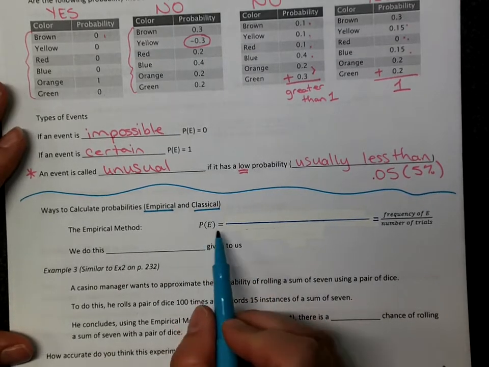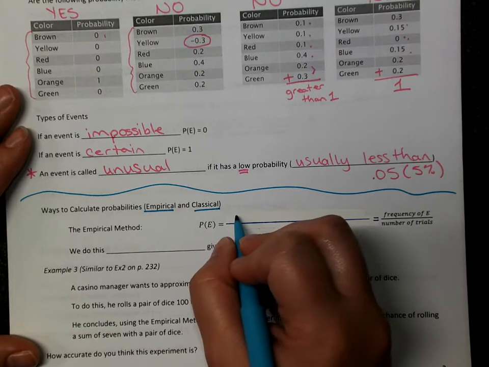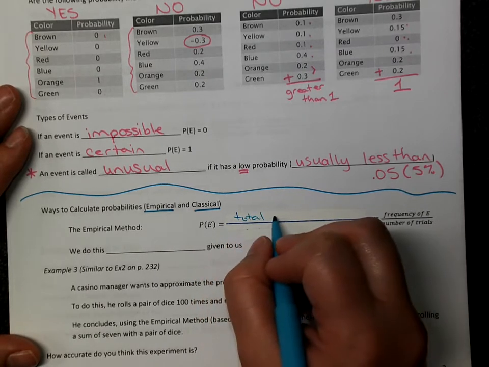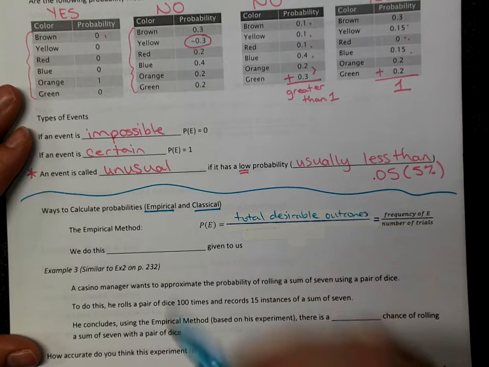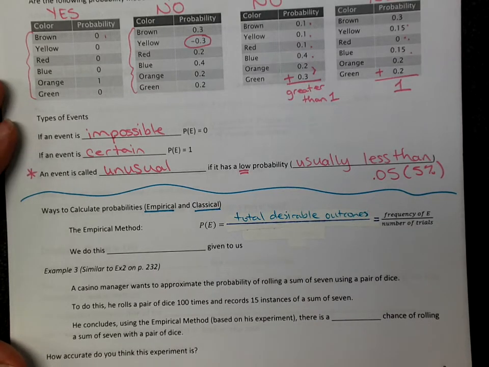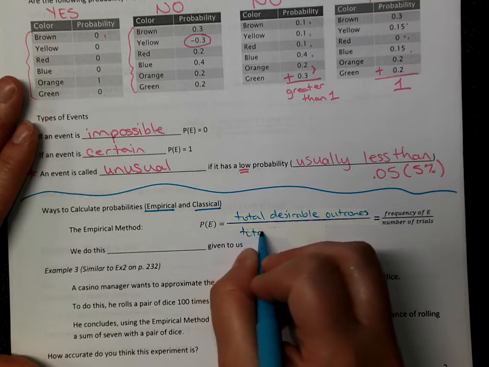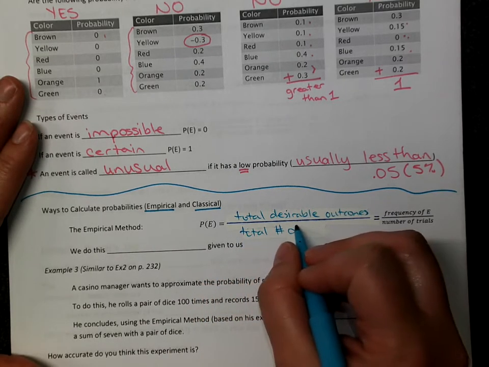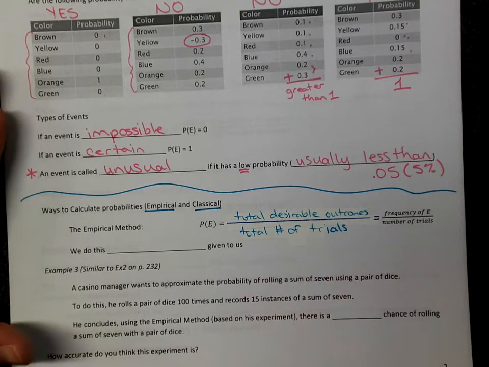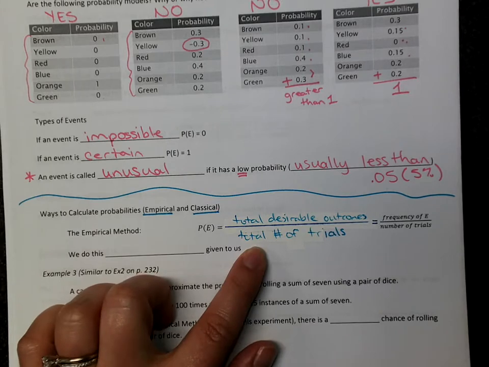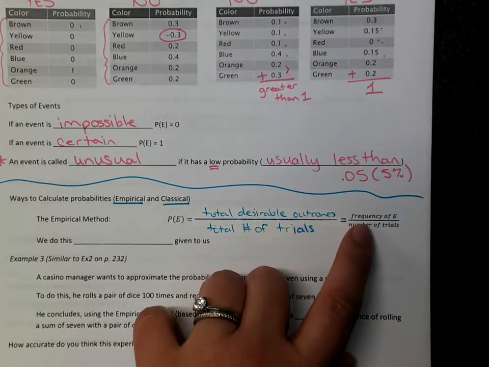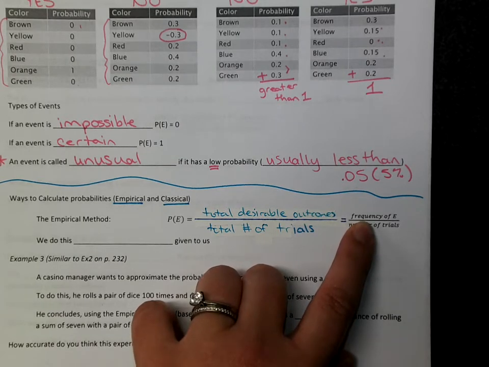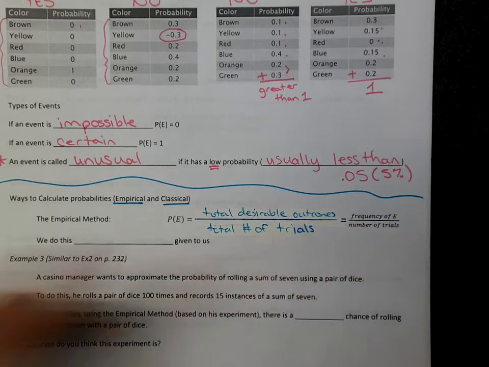So to get the probability of your event, you just count up the total desirable outcomes. So if you were flipping a coin and you wanted to count up the number of heads, you'd count up the total number of heads you got out of the total number of trials. So if I ran the experiment 100 times, I'd divide by 100. If I ran the experiment 200 times, I'd divide by 200. So however many times I ran the experiment would be my total number of trials. And so the total number of desirable outcomes we call the frequency of the event, how frequently did what we were trying to get occur, divided by the number of trials.